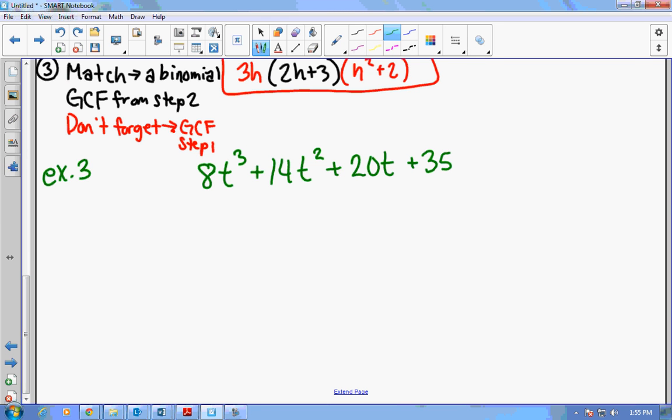See if there's a greatest common factor. Sometimes there is, sometimes there's not. But if there is, we need to take it out, because that helps us work with smaller numbers, which is nicer for us. Is there a greatest common factor?